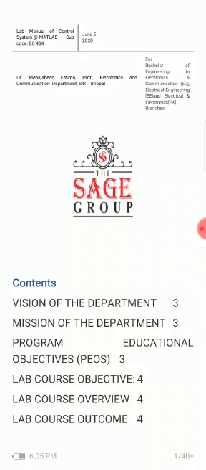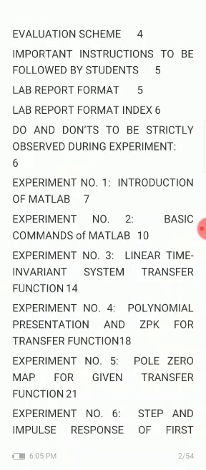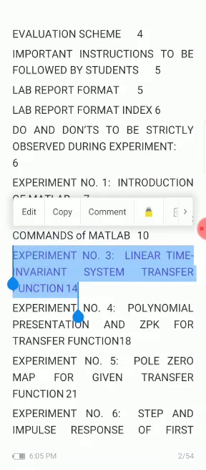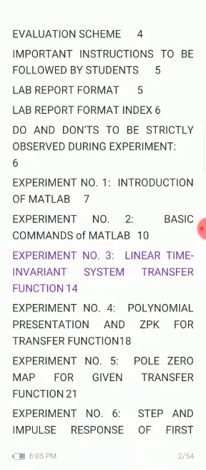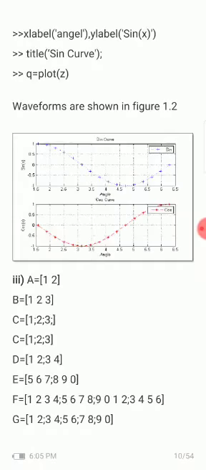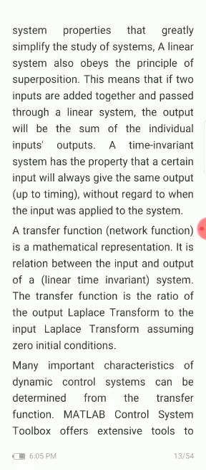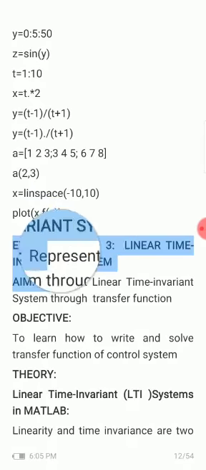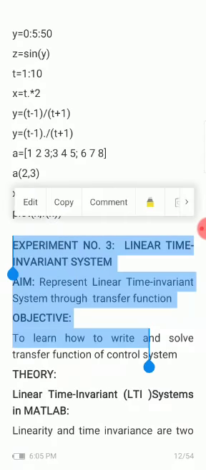I am taking the lab experiment of control system via MATLAB. Subject code is EC404. Today I am taking experiment number 3, linear time invariant system representation through transfer function. So let us start. Experiment number 3, linear time invariant system.